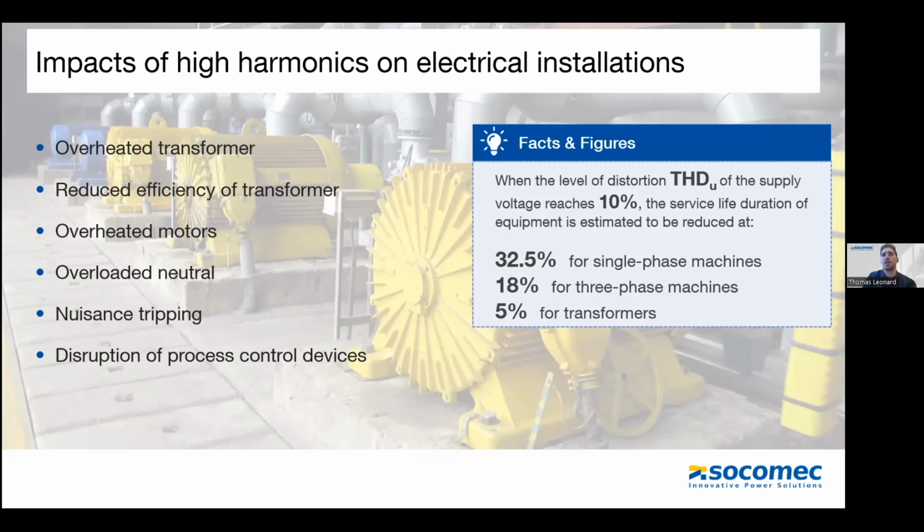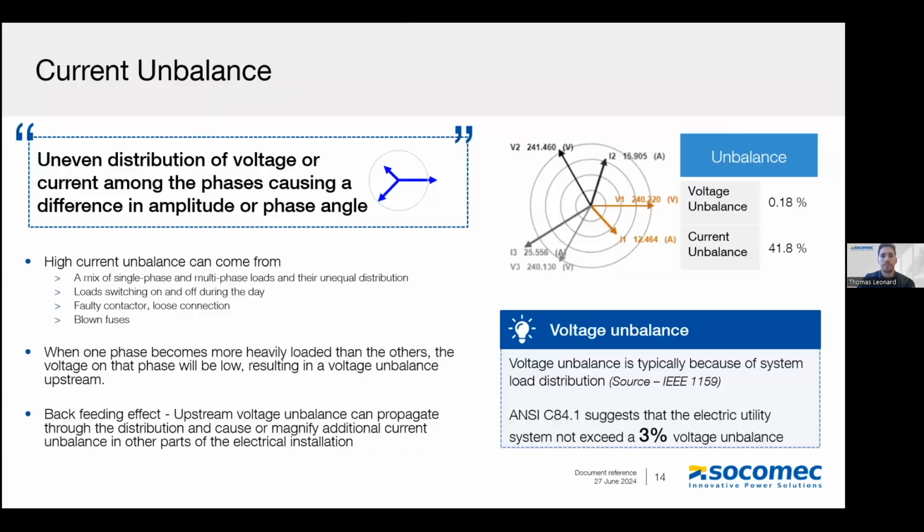Just a few facts. As an example, when the THD on voltage on the supply reaches 10%, the service life of the equipment, if we're talking about a three-phase motor, for example, is estimated to be reduced by 18%. So that's for harmonics, which is a very common phenomenon in electrical installations, especially nowadays that we have more electronics, VFDs, etc. Now let's talk about current imbalance, another very common electrical power issue for industrial plants.